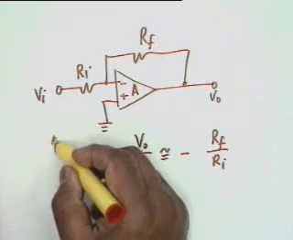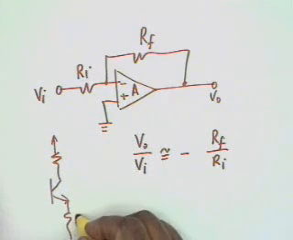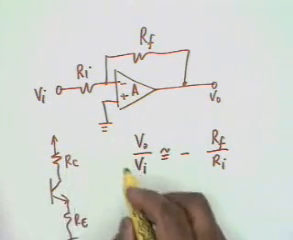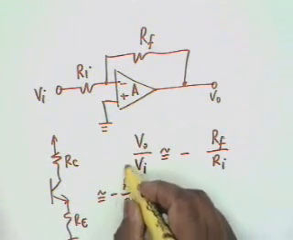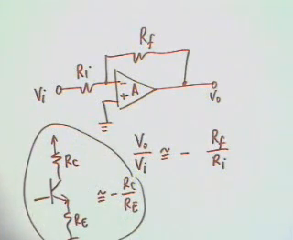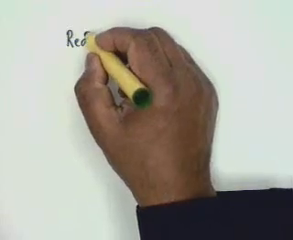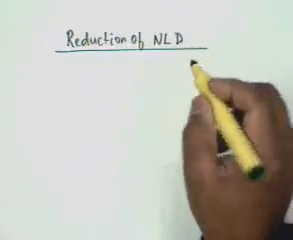The other was when you had the common emitter amplifier with an unbypassed resistor Re, then the gain was approximately equal to minus Rc by Re. This is also a manifestation of negative feedback: desensitization of the gain of the feedback amplifier due to negative feedback. So this is one of the major advantages. The second advantage that we are going to consider is about reducing nonlinear distortion, NLD.